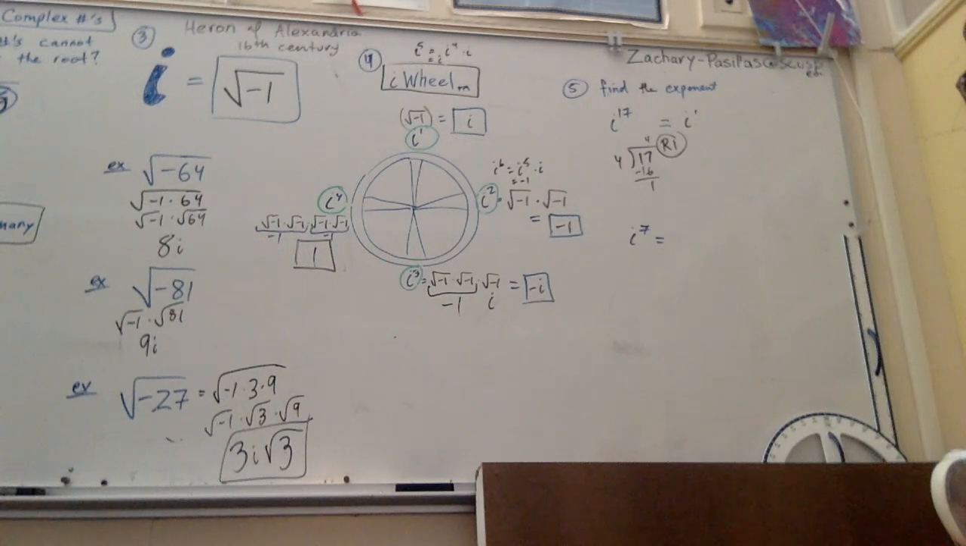All right, let's see. We can get all the way up to 88 with 22. Remainder 3. i to the 3rd. What is the definition of i to the 3rd? Negative i. Okay.